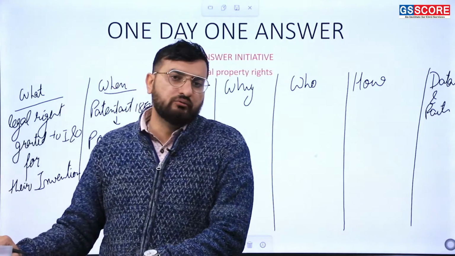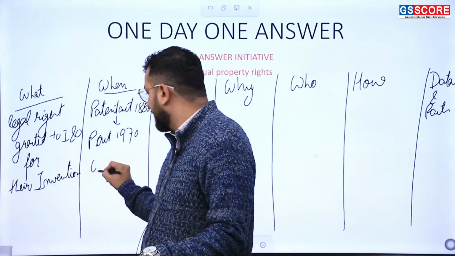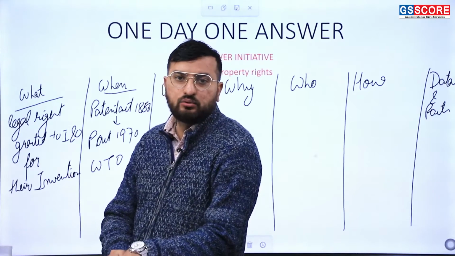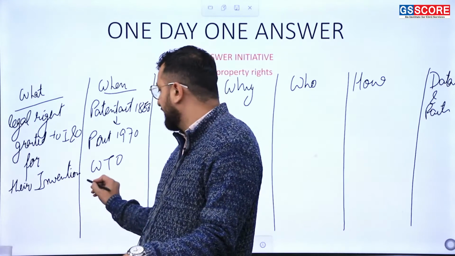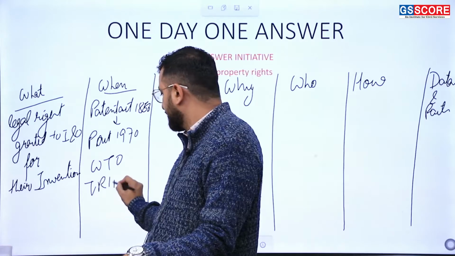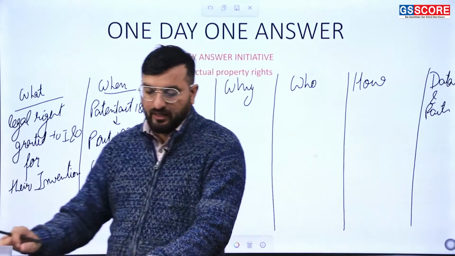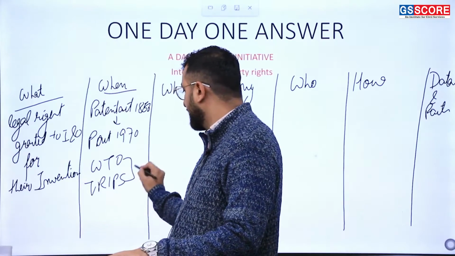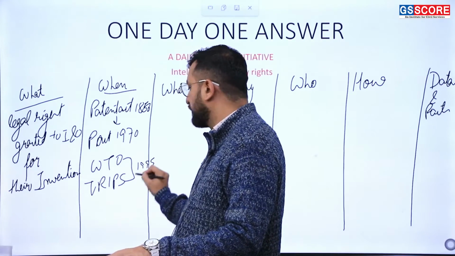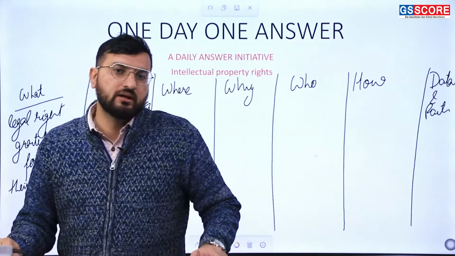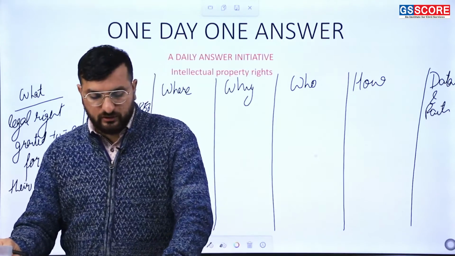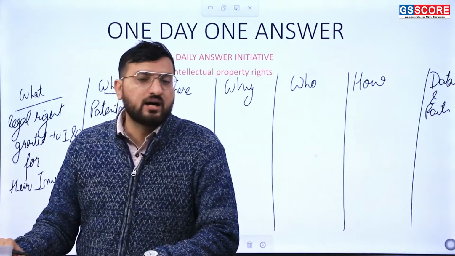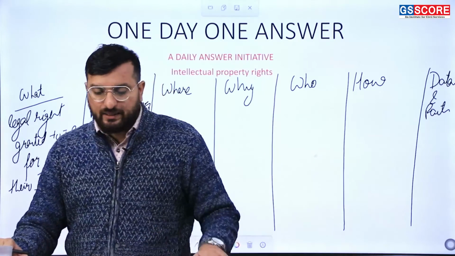If we talk about the world, we see the WTO, the World Trade Organization, is making these rules and regulations, and we also have TRIPS, Trade Related Aspects of Intellectual Property Rights. These rules and regulations were made in 1995. So we have seen the international coverage and India's rules and regulations, and how this IPR is governed. Next, our question will be, where does this IPR apply?